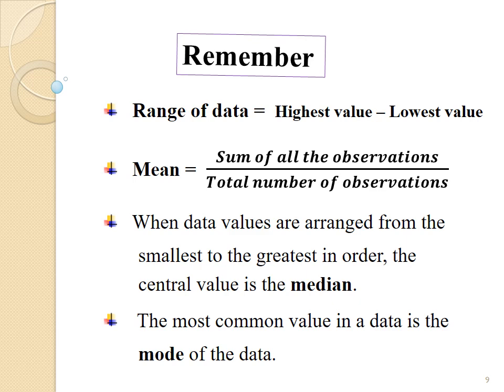Students, you have to remember: range of data equals highest value minus lowest value. Mean equals sum of all the observations upon total number of observations. When data values are arranged from the smallest to the greatest in order, the central value is the median. The most common value in a data is the mode of the data.